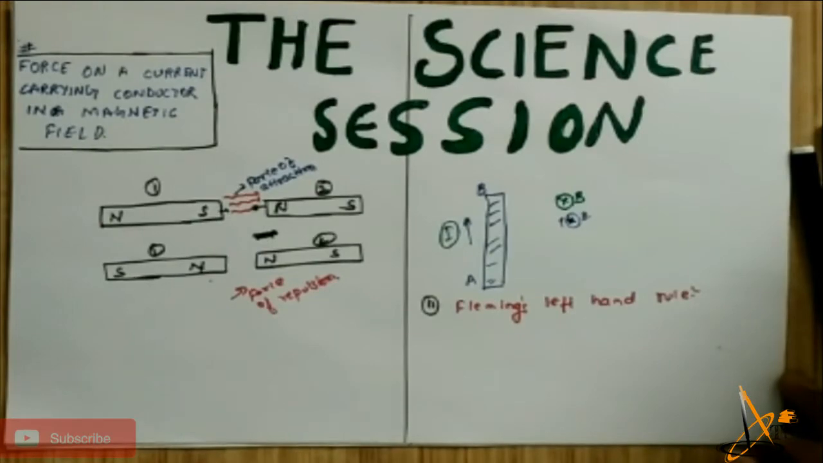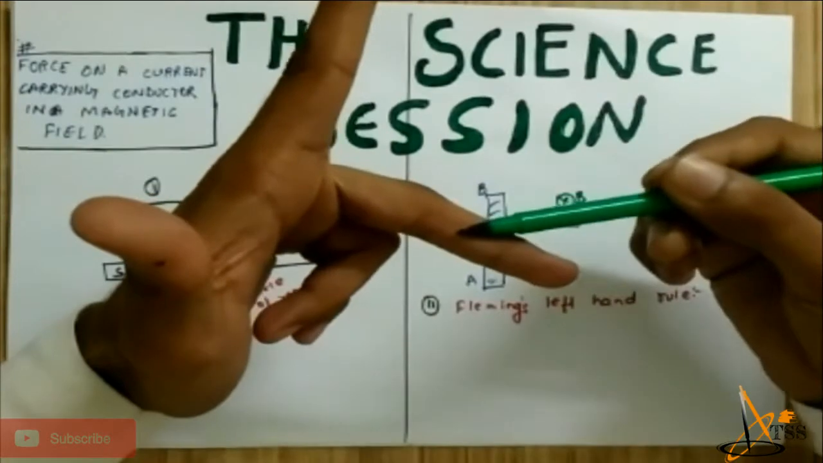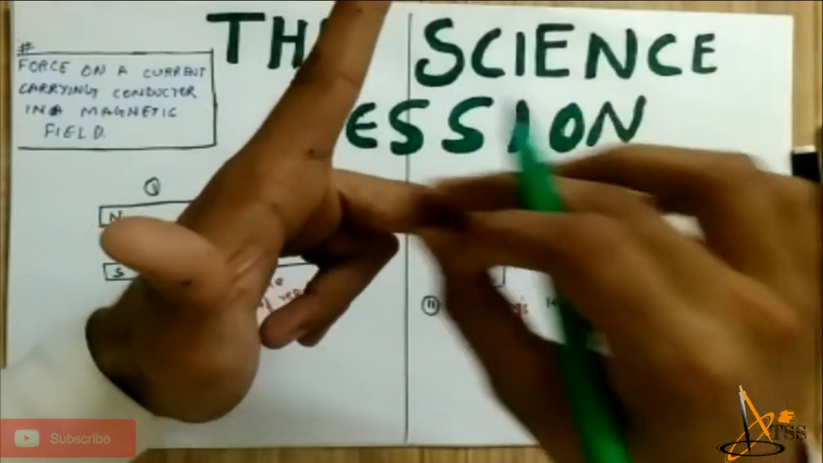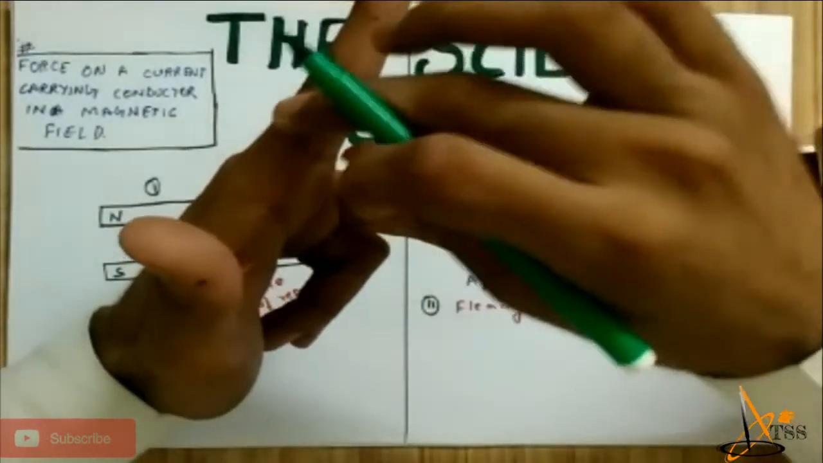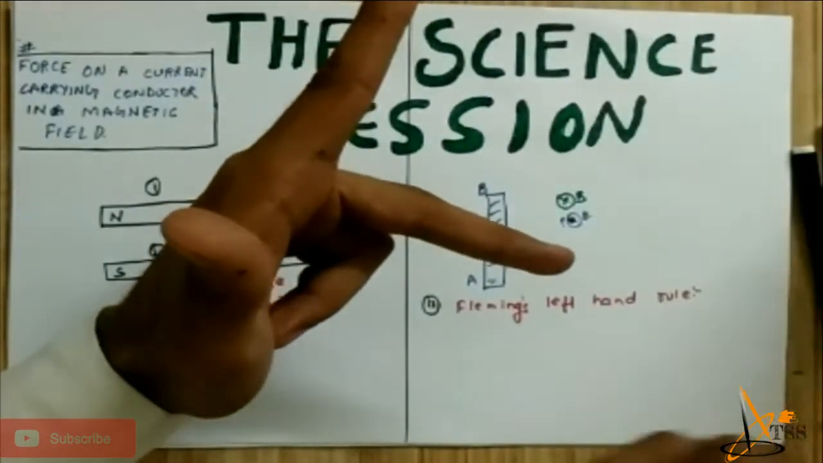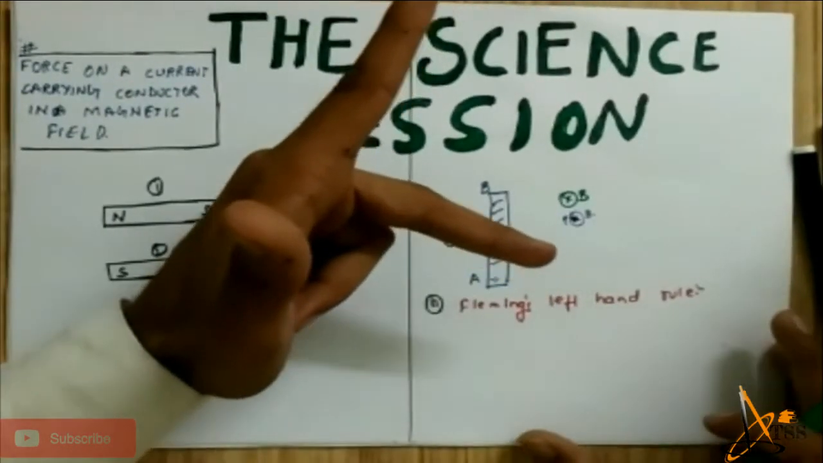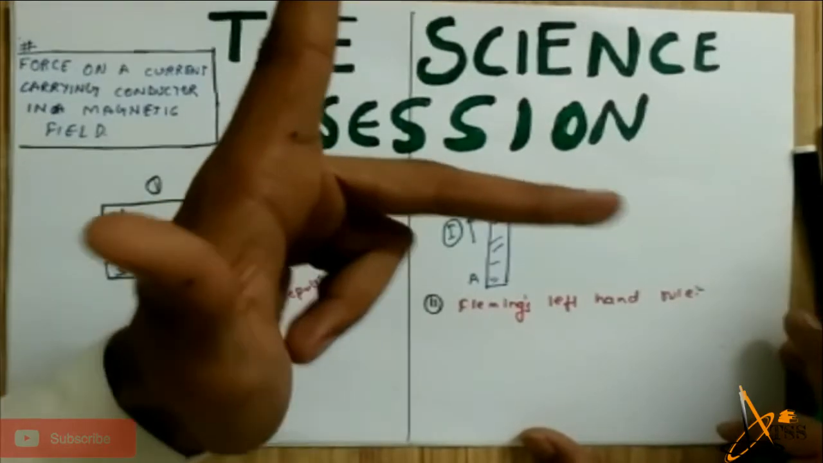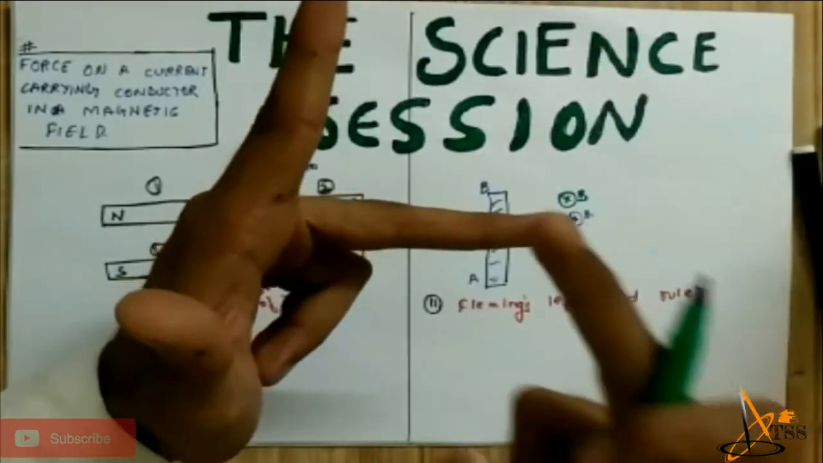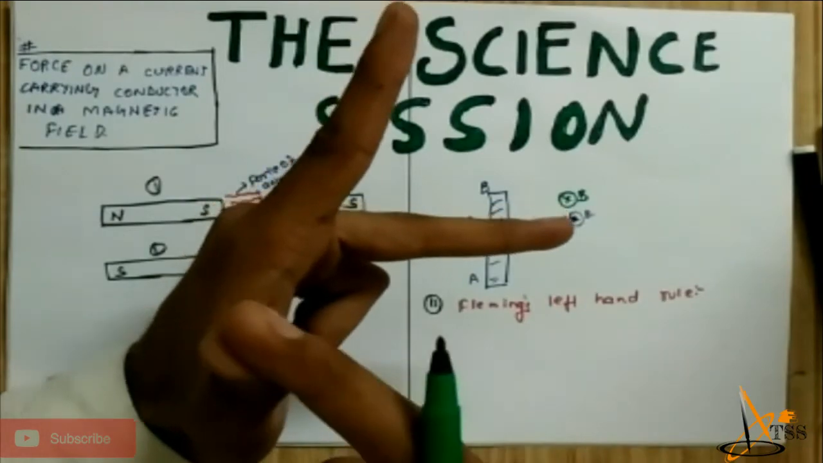Fleming's left hand rule means that if we stretch our left hand in such a way that the thumb, forefinger and middle finger are mutually perpendicular to each other, and the middle finger represents the direction of current and the forefinger represents the direction of magnetic field, then the thumb represents the direction of the force acting on the conductor. Once again, the forefinger represents the direction of magnetic field, the middle finger the direction of electric current, and the thumb the direction of force.